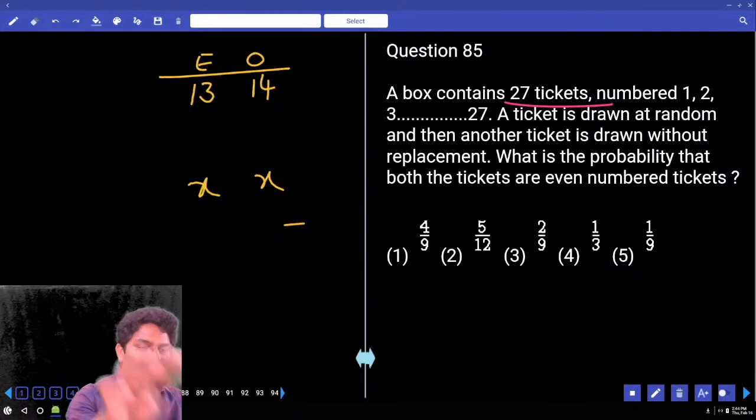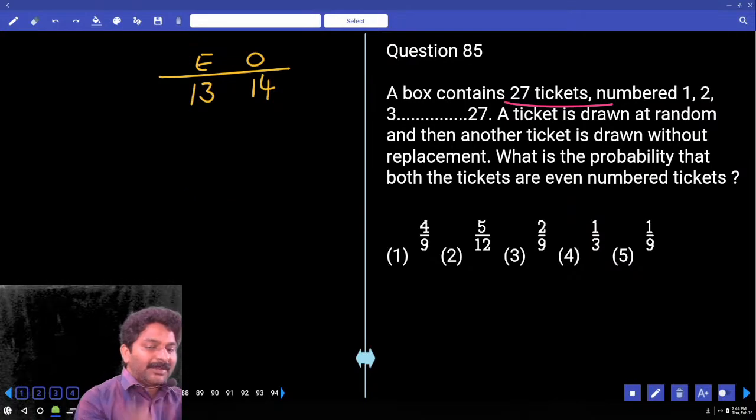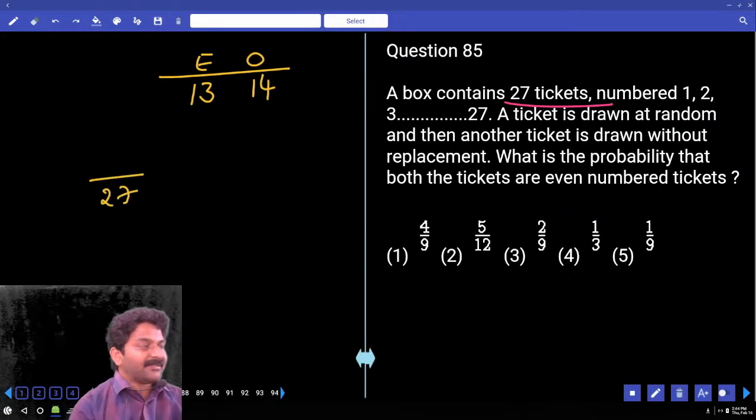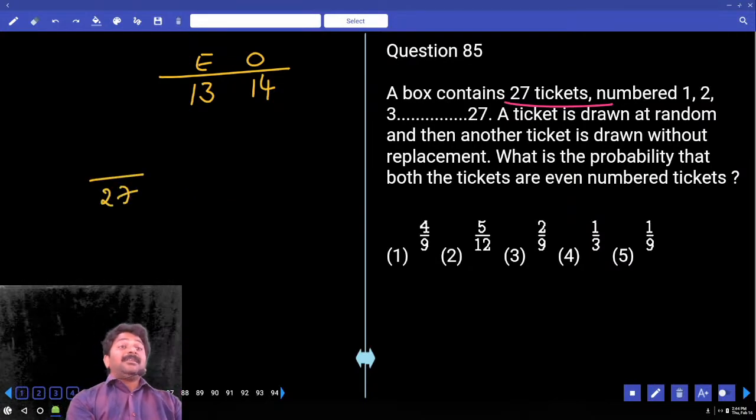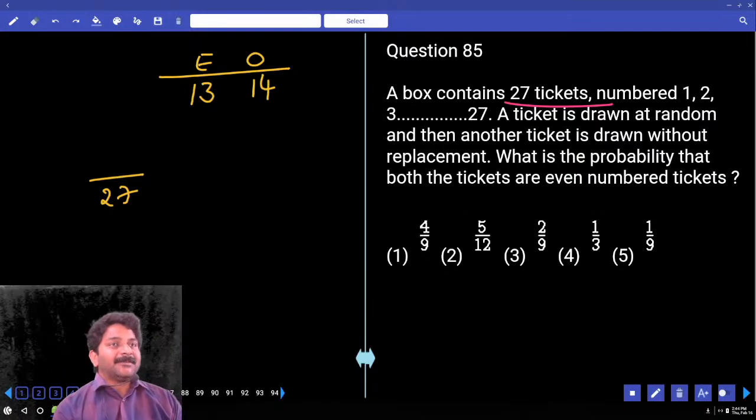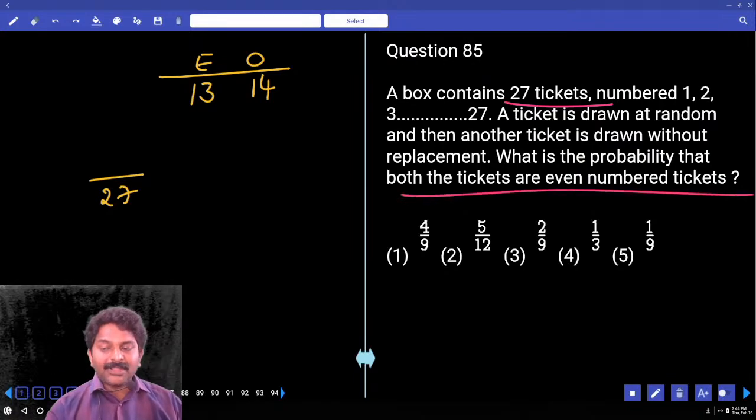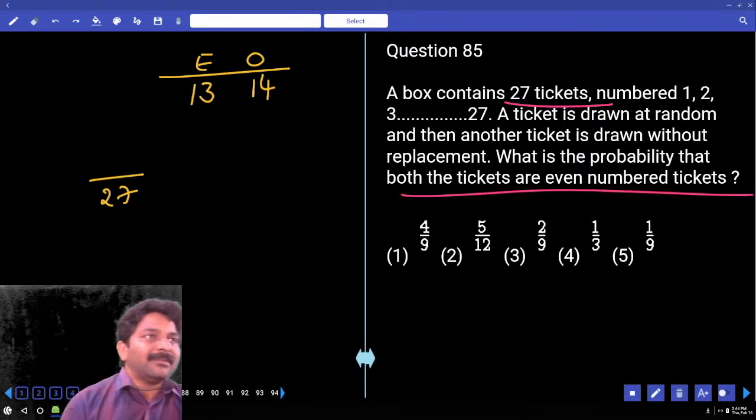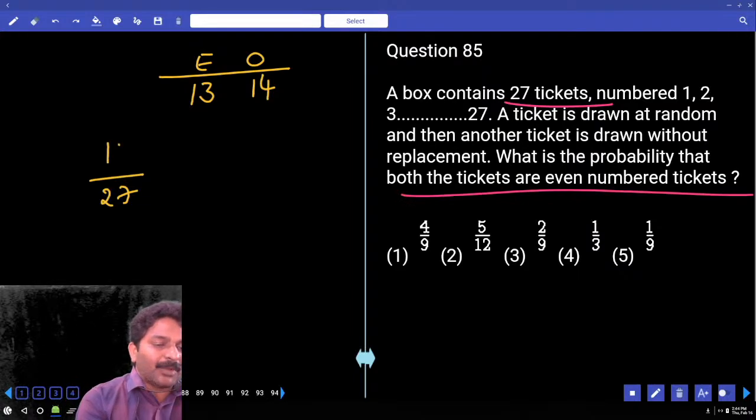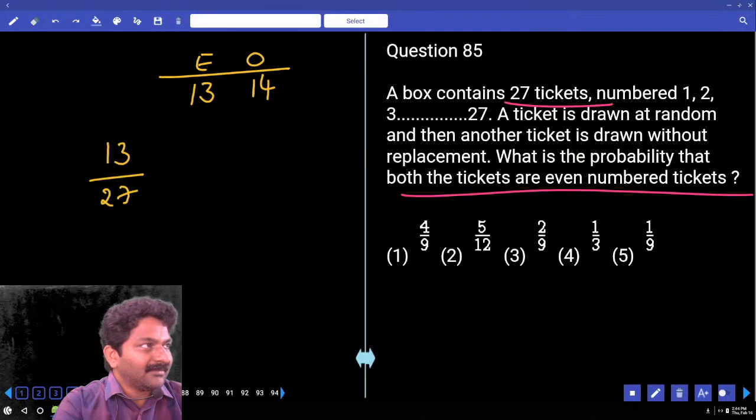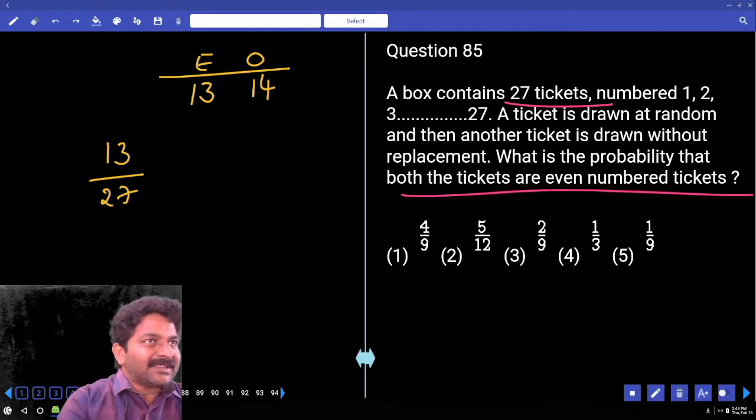So now first you need to pick one ball out of total 27, and that must be even or odd. Condition em ichar, both are even. Initially how many even numbers are there? 13. You need to pick one. 13C1. So out of total 27 balls, one even number is taken out.